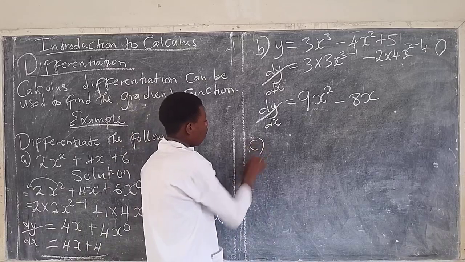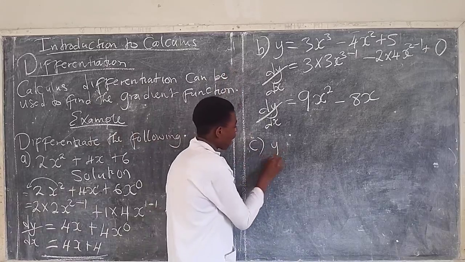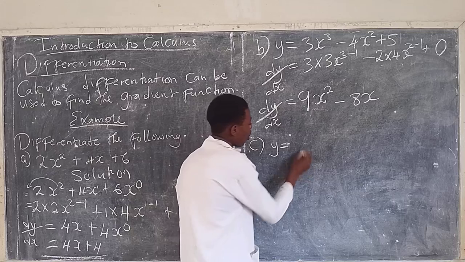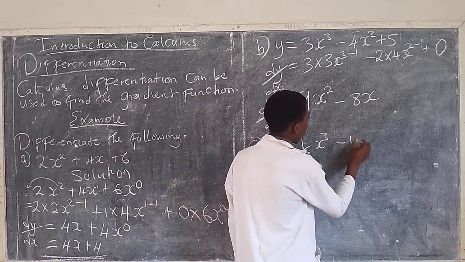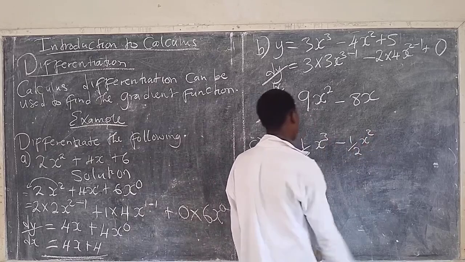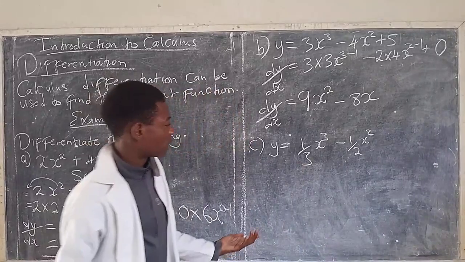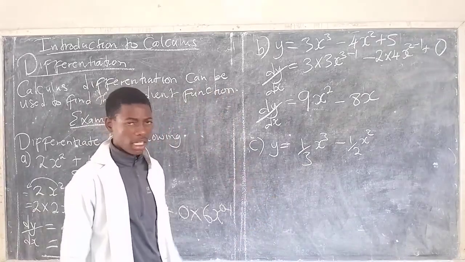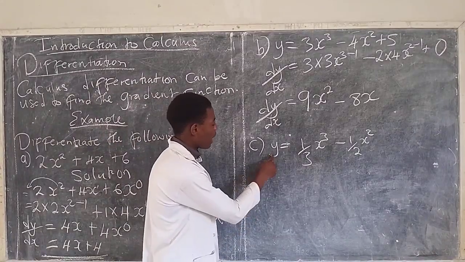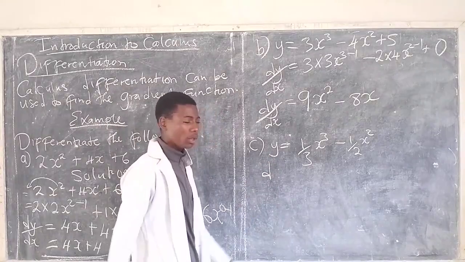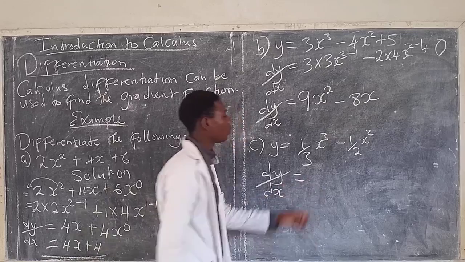Our last example for the differentiation part is, let's say we have y equal to 1 over 3x cubed, then minus 1 over 2x squared. Let's say we have that problem. How do we differentiate it? When we are told to differentiate, it is the same principle. So how are we going to do it? We are going to differentiate y with respect to x, which is dy over dx. So we are going to do that.